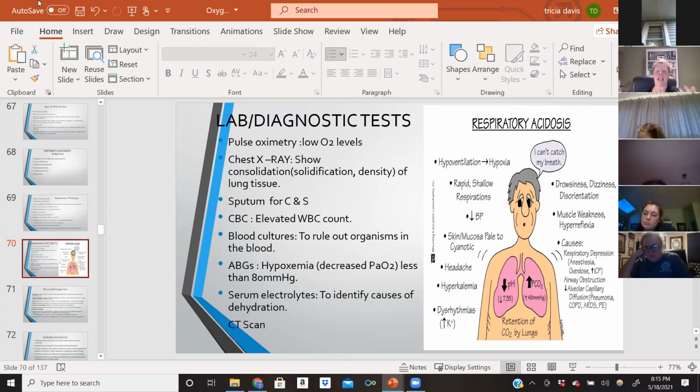We're going to do serum electrolytes because maybe they're dehydrated. We want to be able to identify that and rehydrate them. And then we might want to do a CT scan depending on what else we think is going on with the lungs. So these patients are probably going to have respiratory acidosis. And those are your signs and symptoms of acidosis.